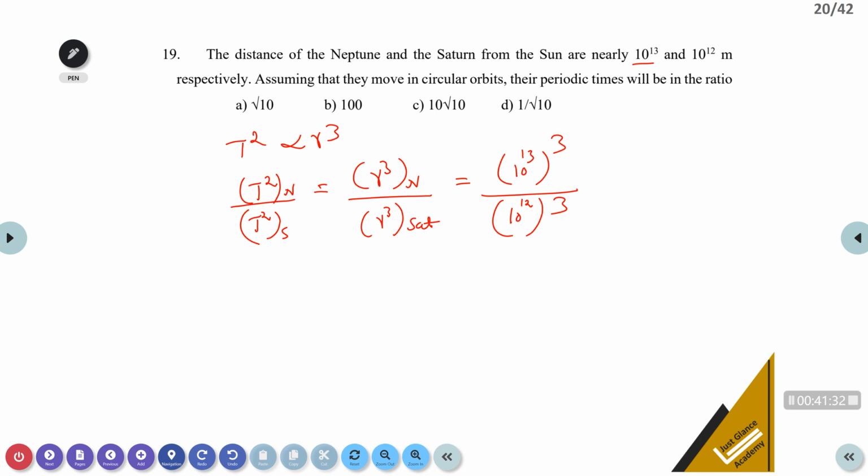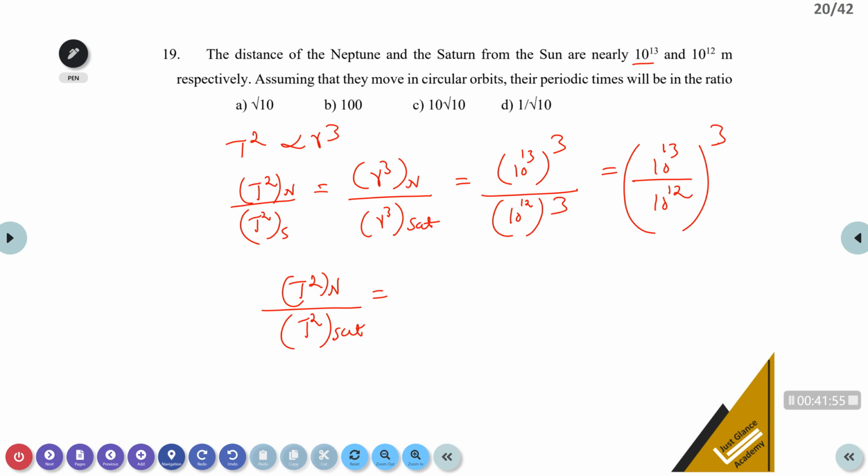Then simplify it. What are you getting? T square of Neptune divided by T square of Saturn equals 10 to the power of 30 divided by 10 to the power of 12 raised to 3. Can I write like this? Here the 10 to the power of 12 cancels. You are getting 10 raised to 3.